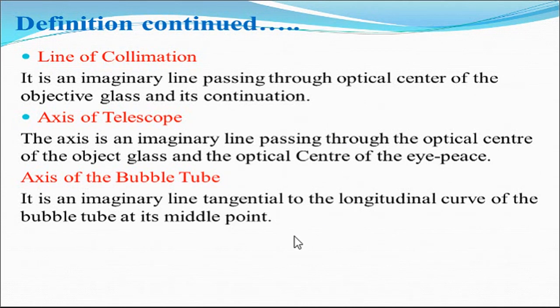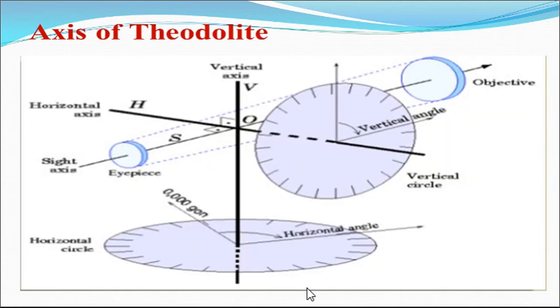Now the axis of the bubble tube. We have seen that level tubes or bubble tubes have a bubble. The axis is an imaginary line tangential to the longitudinal curve of the bubble tube at its middle point, and it is known as the axis of the bubble tube. Now the various axes are shown here. The first one is the vertical axis, this is the horizontal axis, and these are the circles.